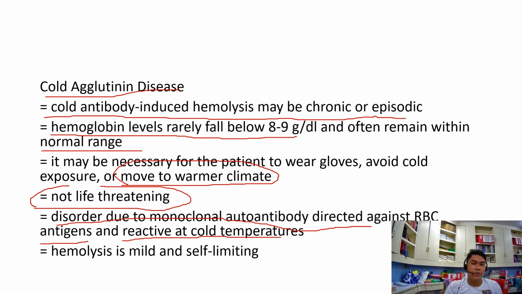Next, a disorder due to monoclonal autoantibody directed against RBC antigens and reactive at cold temperatures. Okay, so in cold agglutinin disease, you're producing an autoantibody, and the characteristic of that autoantibody is that it is capable of reacting with RBC antigens at cold temperature. Okay. Next, hemolysis is mild and self-limiting. Okay.